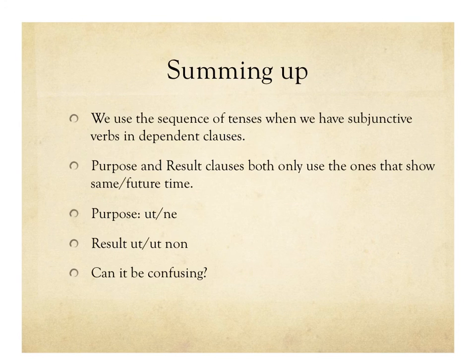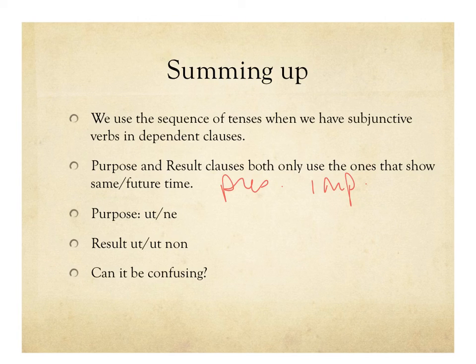So finally, to sum up, we use sequence of tenses when we have subjunctive verbs in dependent clauses. Purpose clauses and result clauses both only use the tense of the subjunctive that is going to talk about action that comes after, right? The result of something or the purpose for something. So we're only ever going to use the present or the imperfect subjunctive following sequence of tenses.